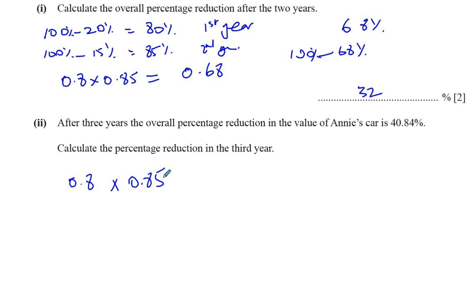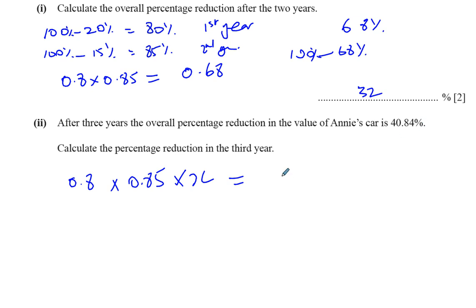So now it's 85% of the value at the end of the first year. So you multiply by 0.85. For the third year, we don't know what it is. But we know that the overall percentage reduction is 40.84%.